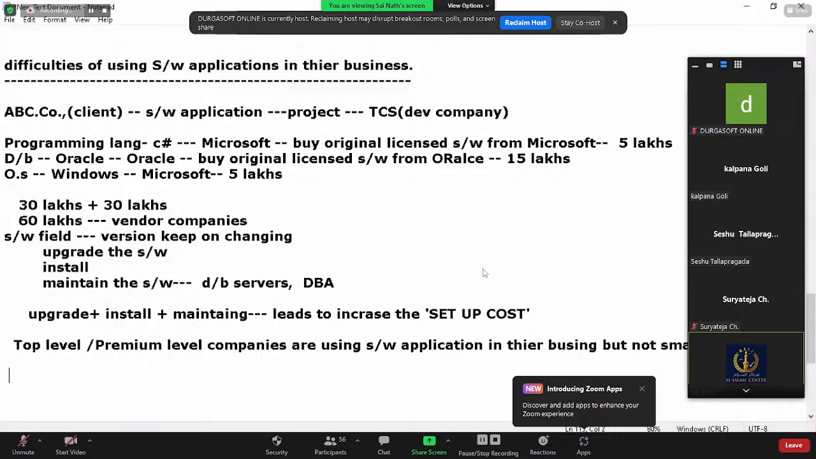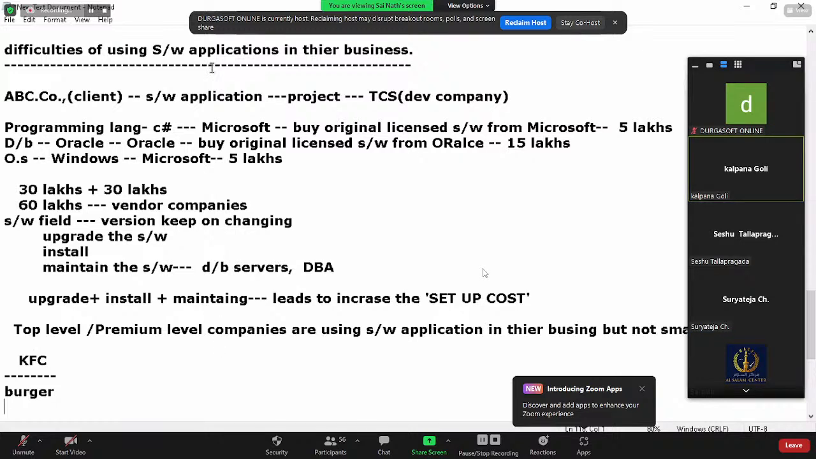Yes. For your better understanding, I'm giving a simple example about this. You know about KFC? Kentucky Fried Chicken. Yes or no? Yes, sir. Suppose I'm going to the KFC. I ordered one burger. All of you understand, guys? Clear? If you order one burger, there is a person standing in front of the system using a software application. He takes my order, enters the order into the system, and gives me a token. I need to wait for some time. After that, I will get the order. Say yes or no? Yes, sir.